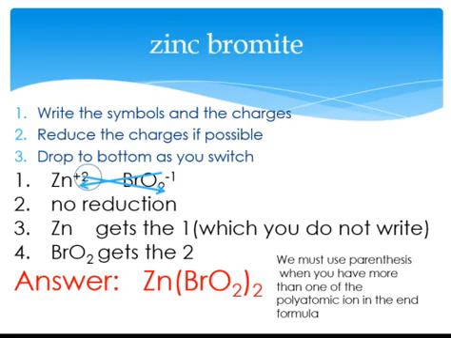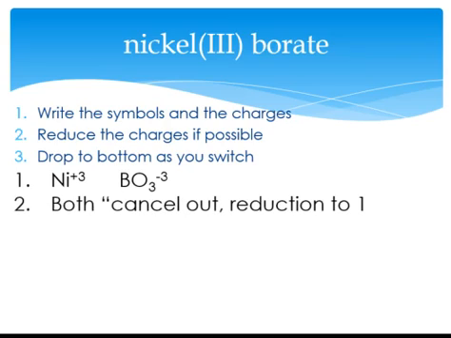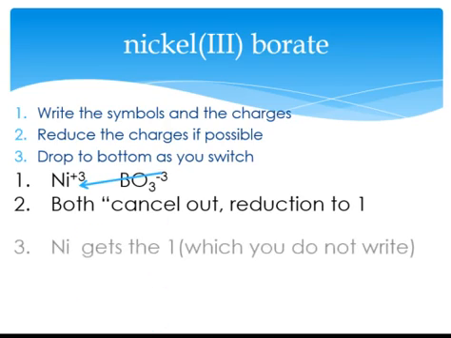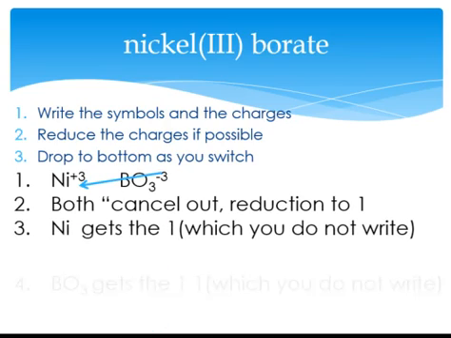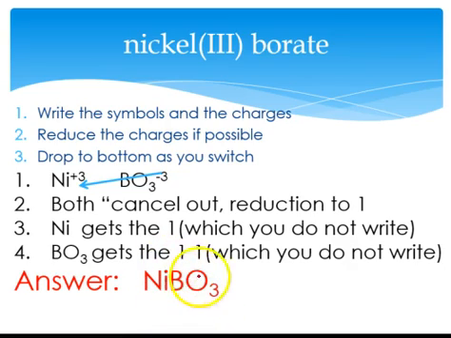All right, next formula to solve, nickel 3 borate. Pause the video and come back and get the solution. First step, symbols and charges. So Ni plus 3, borate, BO3 minus 3. Reduce if you can. Both of them cancel out. 3s divide by 3, and they both reduce down to 1s. Then nickel gets the 1, which you don't write, and the BO3 gets the 1, which you don't write. And my answer is NiBO3, and there's no parentheses because there's only 1.